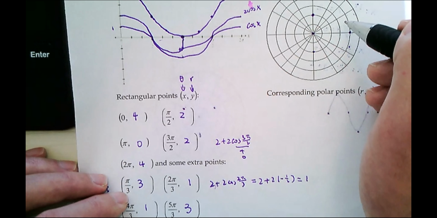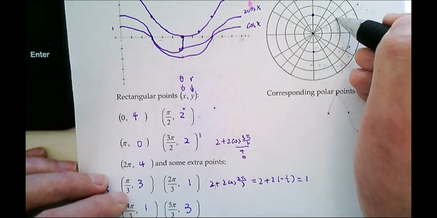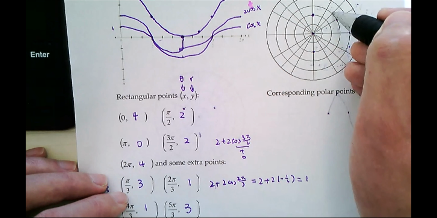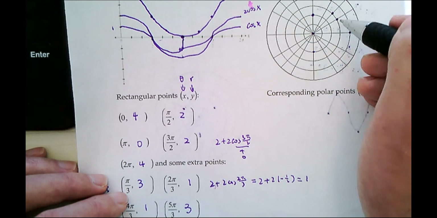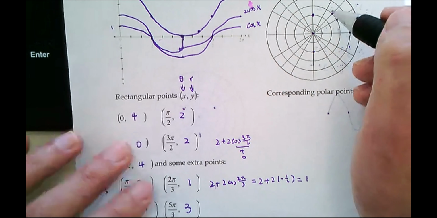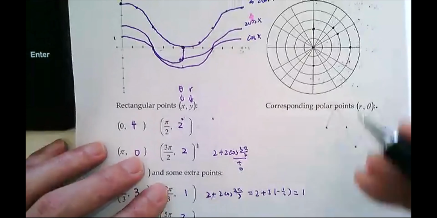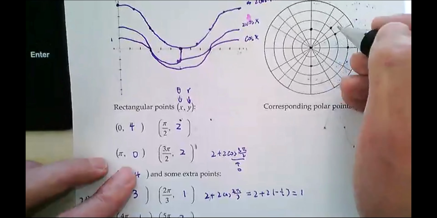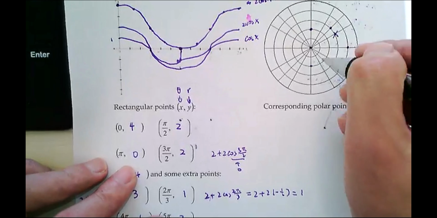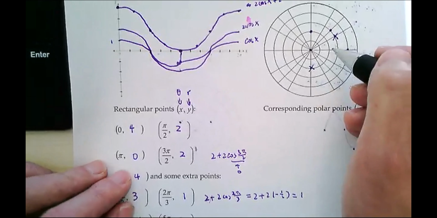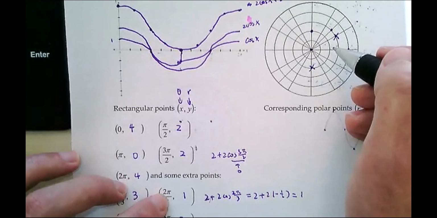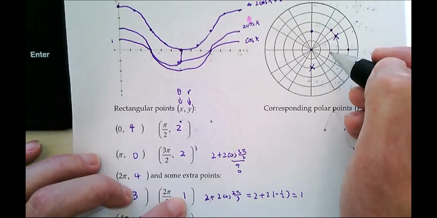Pi over 3, which will give you 3, which is here. Oh, I apologize. Pi over 3 is here. Oh my gosh. Let me cross this out, okay? Forgive me, this is not a good point. I made a mistake by marking it. So 3 pi over 2 is 1.